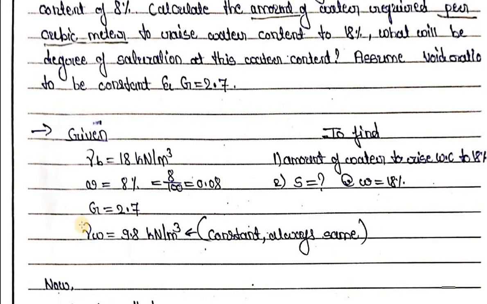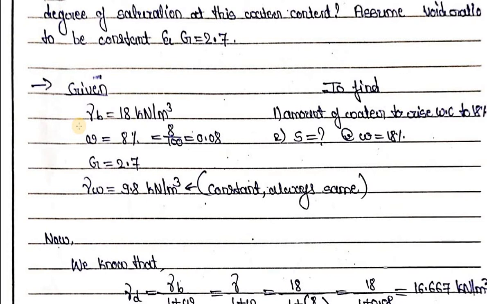So gamma W is 9.8, which is constant. Always it will be the same unless they have specified any other data. So what we need to find out? We need to find out firstly the amount of water to raise the water content to 18%. So how are we going to find it? First we need to calculate the amount of water which is present in the particular soil. After that we can calculate how much amount of water we need to add to raise it to 18% of water content.